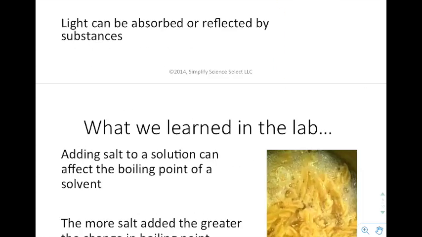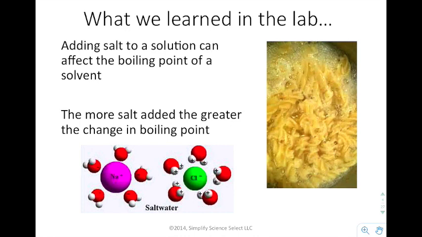reflected by substances. So, what we learned in the lab, we learned that adding salt to a solution can affect the boiling point of a solvent. We saw that as we added more salt, the boiling point temperature actually increased. Okay, like we see whenever you add salt to pasta water. The more salt added, the greater the change in boiling point. So we ended up with a much higher boiling point the more salt that we added.